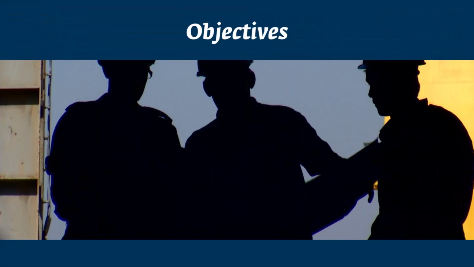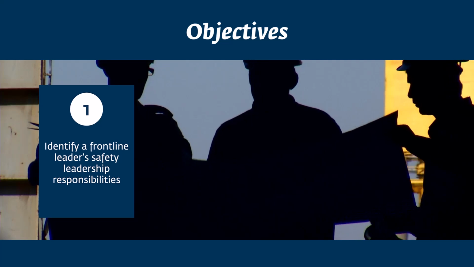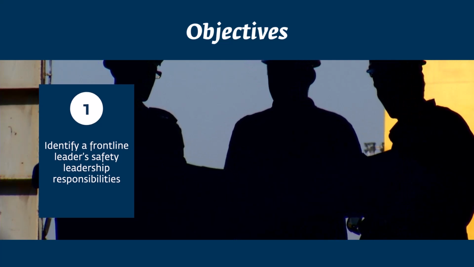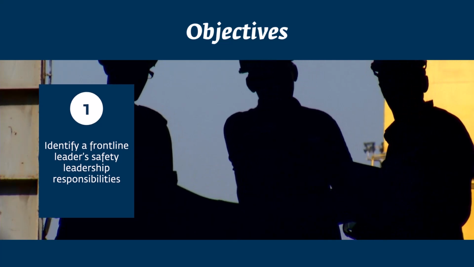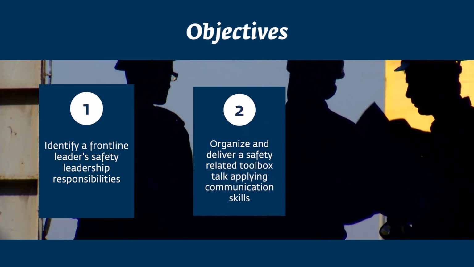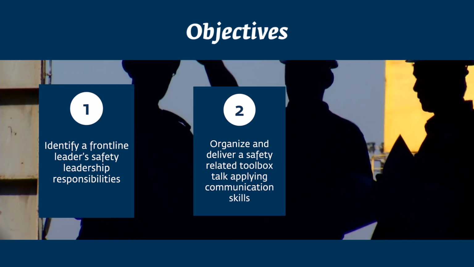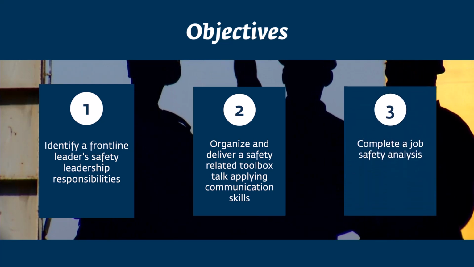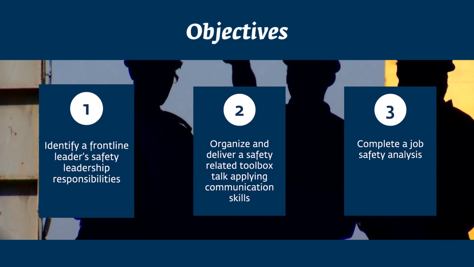Our objectives for today are: 1. We need to be able to identify a frontline leader's safety leadership responsibilities. 2. We need to be able to organize and deliver a safety-related toolbox talk applying communication skills. Lastly, we need to be able to complete job safety analysis.